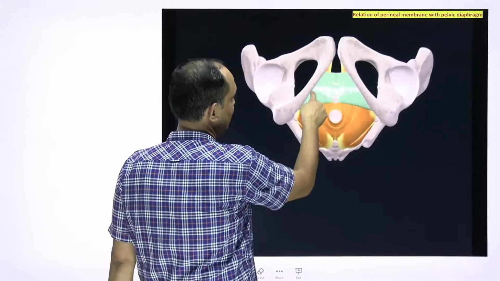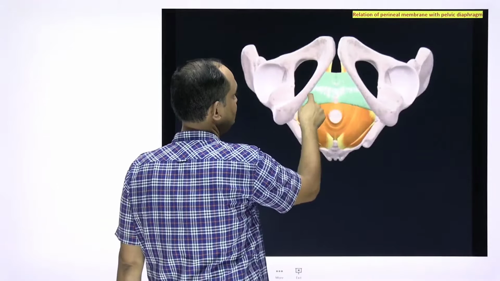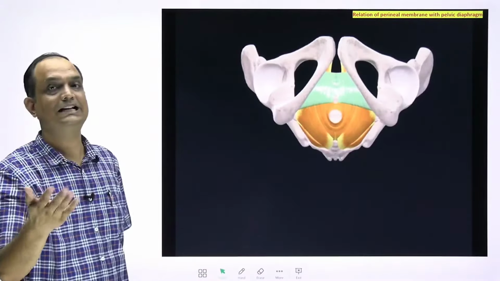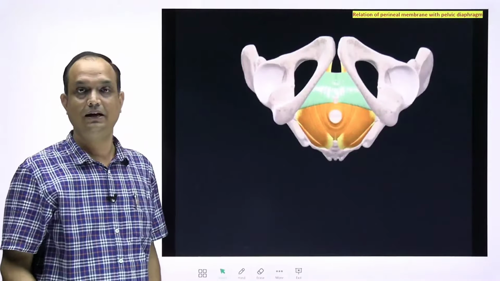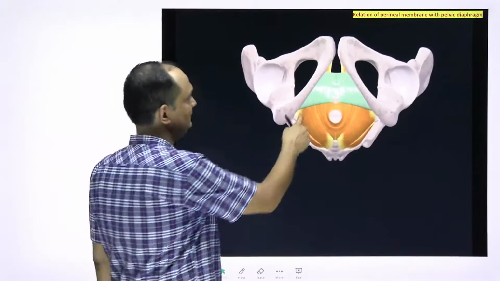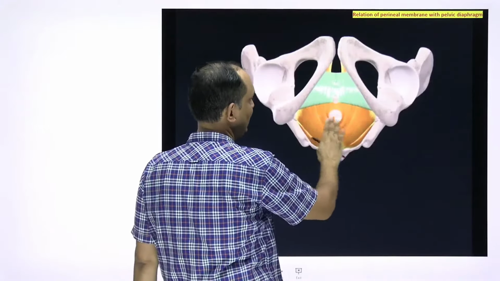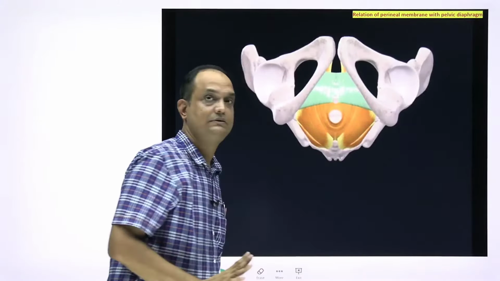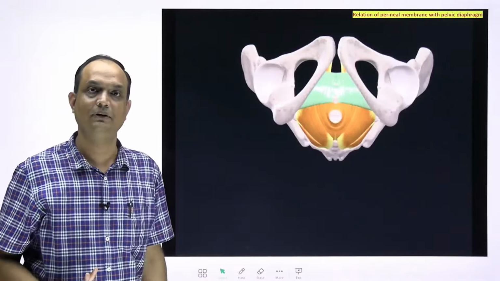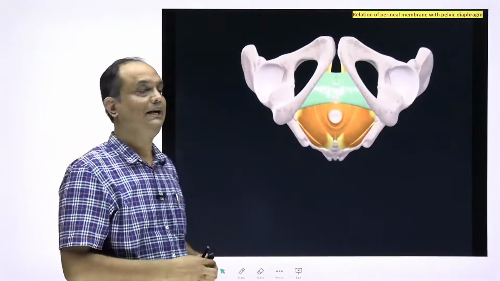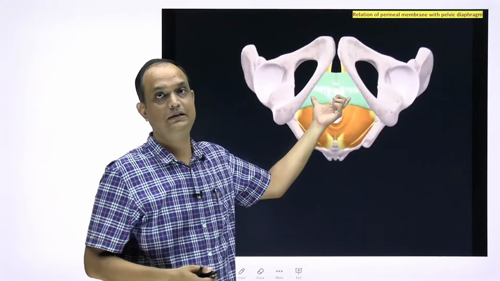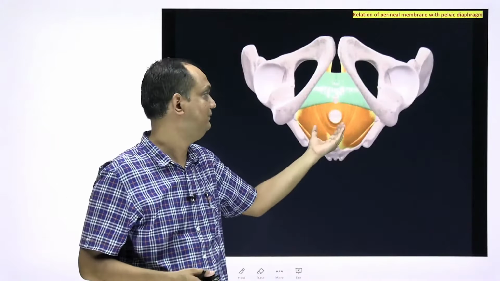And now you can see that this membrane is present in the anterior aspect of your perineum, and it is known as the urogenital diaphragm, and this membrane is not actually adherent to the pelvic diaphragm. So this is the important thing to understand: the perineal membrane is not the covering of the pelvic diaphragm.